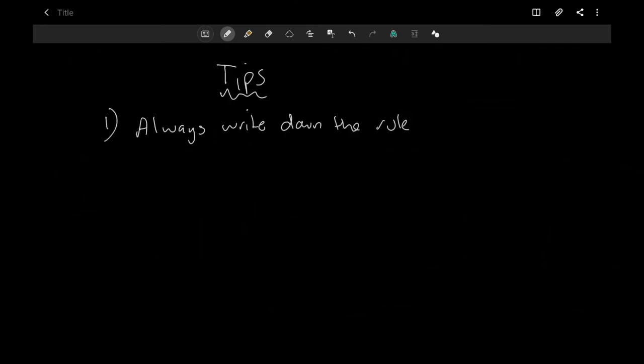And here's a little pro tip. Tip number 1, always write down the rule. That way, it's always in front of you for reference. So whenever you get one of these types of questions, always write a on sine A is equal to b on sine B is equal to c on sine C.